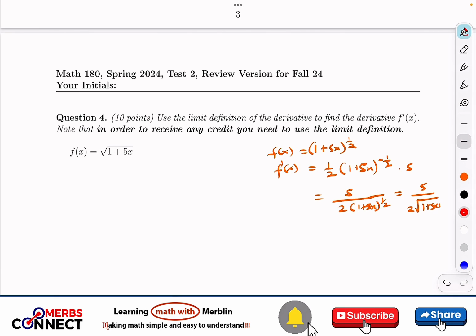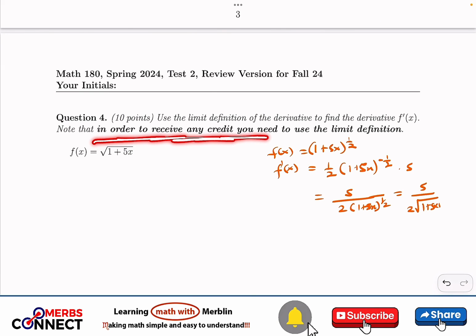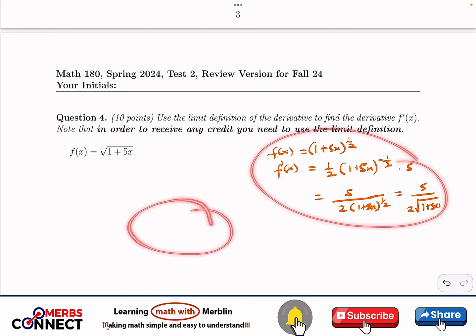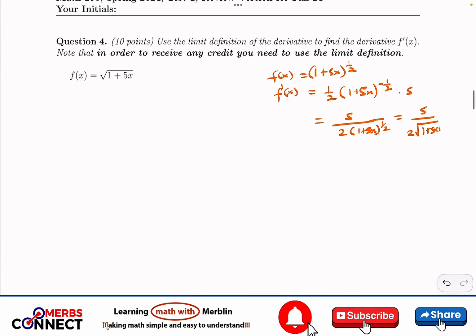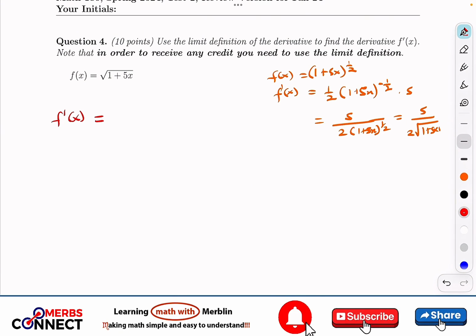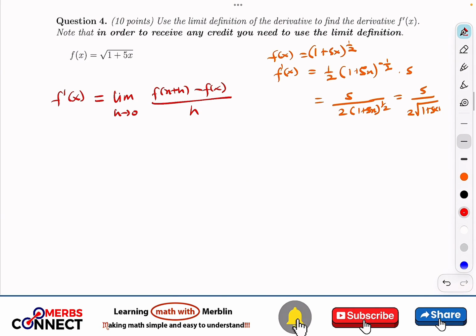So I just did this so that I know that at the end of the day, this is what I'm going to get. But this is not the right procedure, because even the question is saying that in order to receive a credit, you need to use the limit definition. So if we just paste this one here, this is wrong. So now let's use the limit definition. What is the limit definition? We know that f prime of x is equal to limit h approaching 0, f of x plus h minus f of x all divided by h. So this is the limit definition.